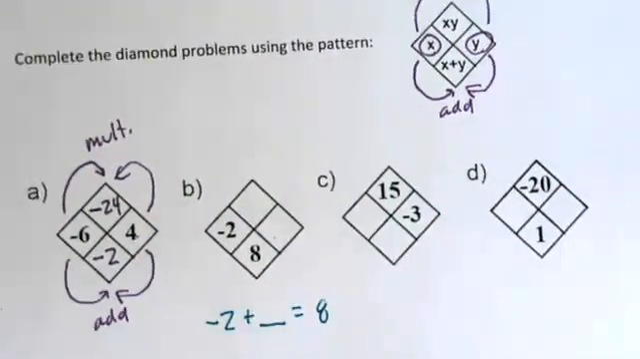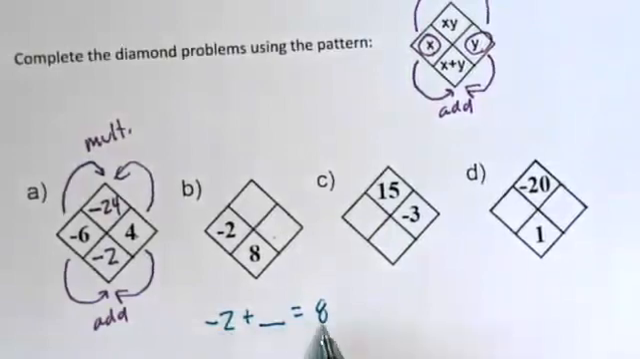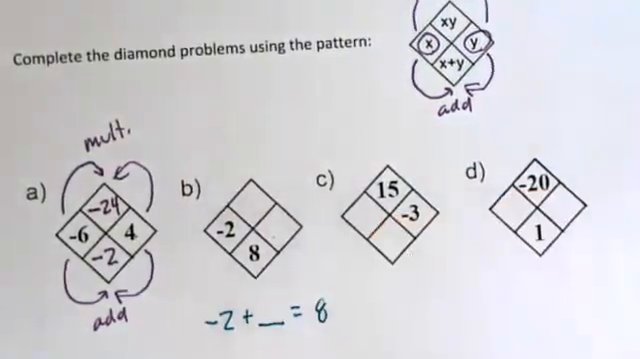So I'm thinking to myself, what can I add with -2 to get 8? It's going to need to be a positive answer, and it's going to need to be a little bit bigger than 8 because I'm taking 2 away from it to get 8. I think my answer is going to be 10.